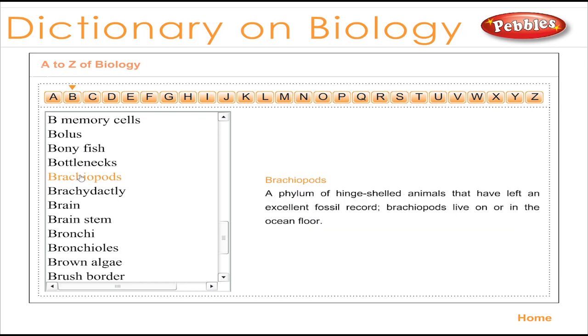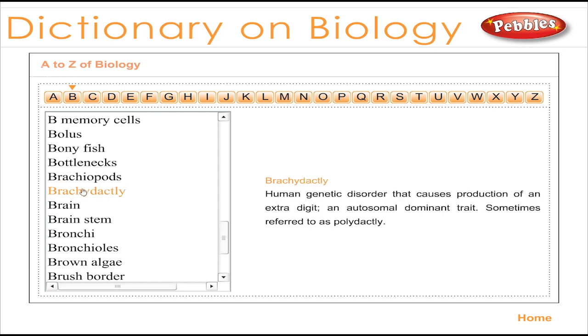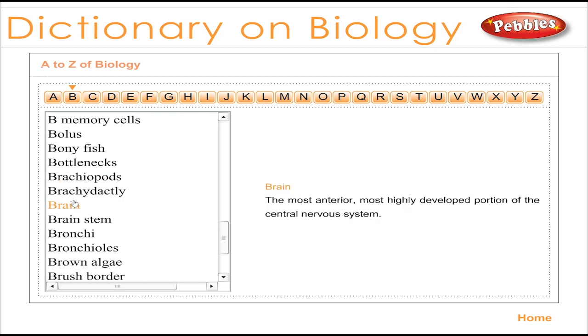Brachiopods, a phylum of hinge-shelled animals that have left an excellent fossil record. Brachiopods live on or in the ocean floor. Brachydactyly, human genetic disorder that causes production of an extra digit, an autosomal dominant trait, sometimes referred to as polydactyly. Brain, the most anterior, most highly developed portion of the central nervous system.